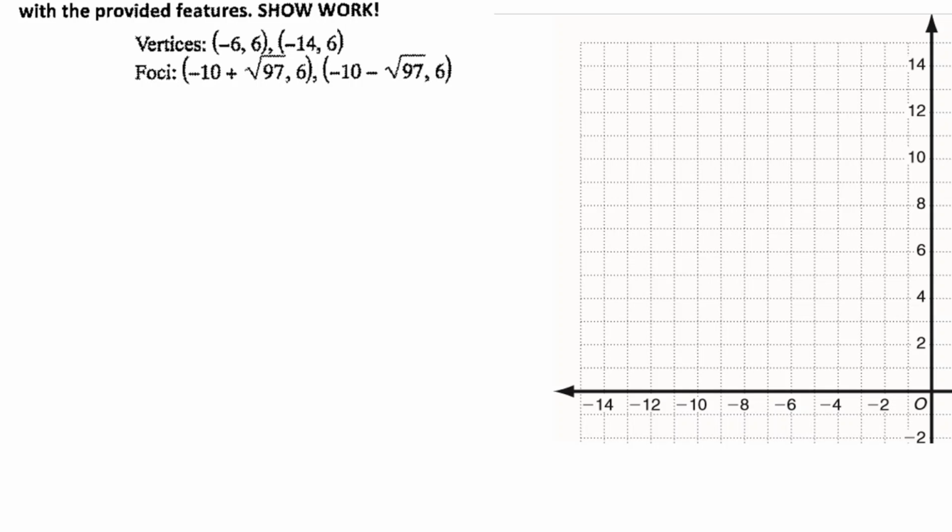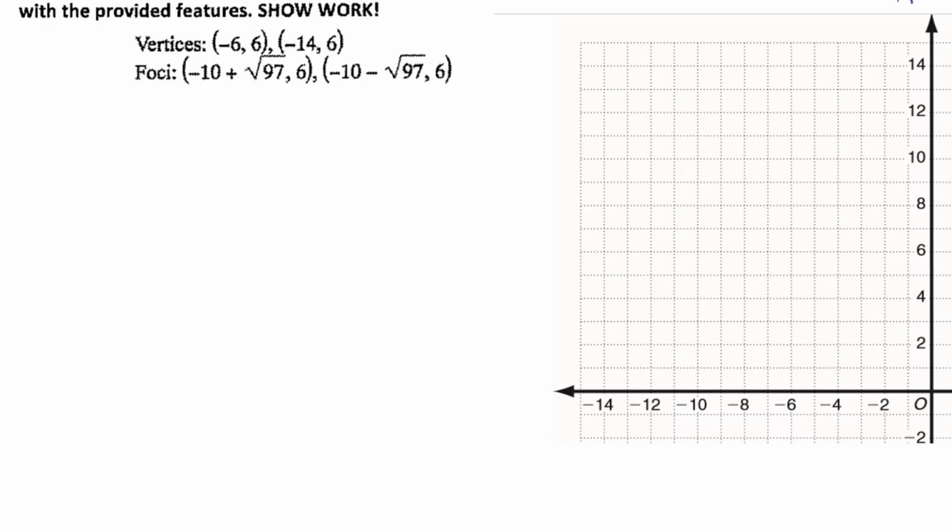If the hyperbola is opening vertically, it's going to look like this, and the vertices are going to be on the y-axis. So it's going to be y squared over a squared minus x squared over b squared equals 1. All right, so let's figure out which this is going to look like and then set it up.